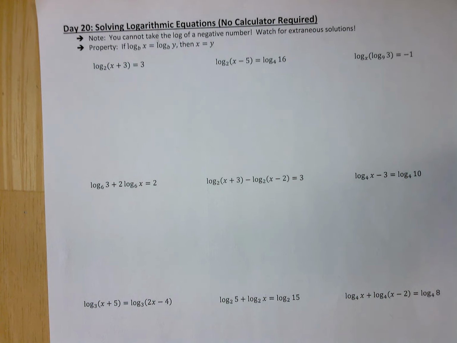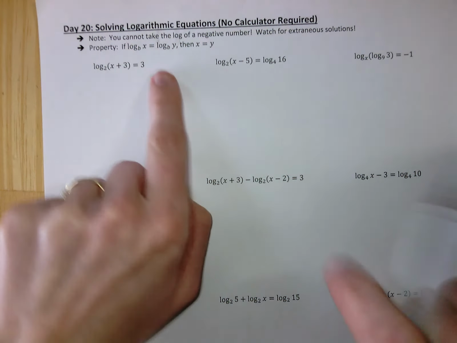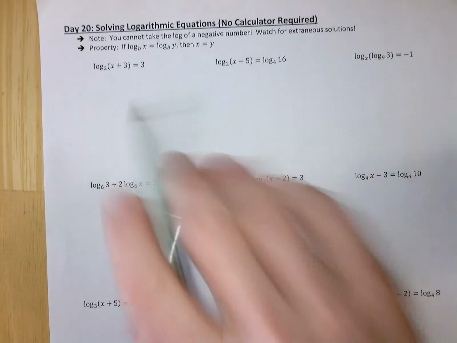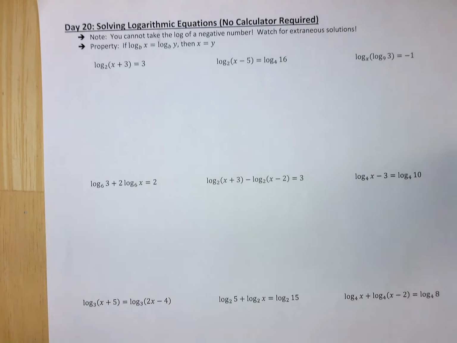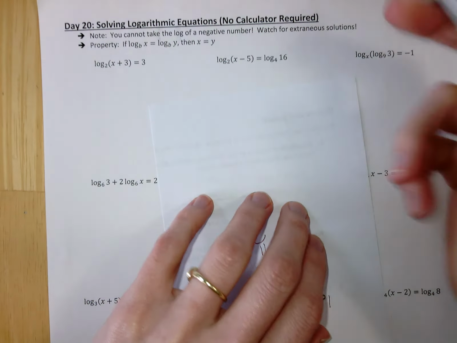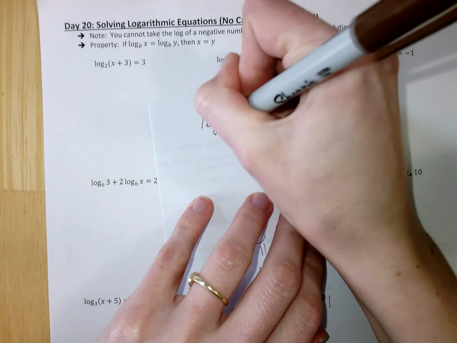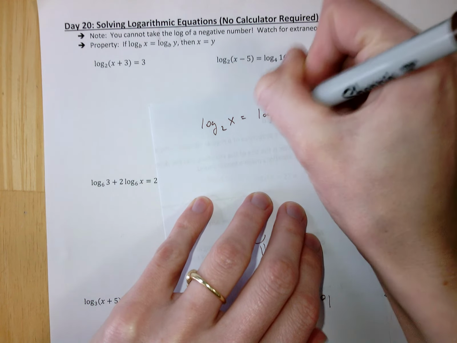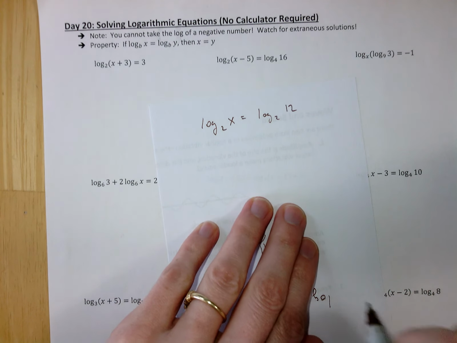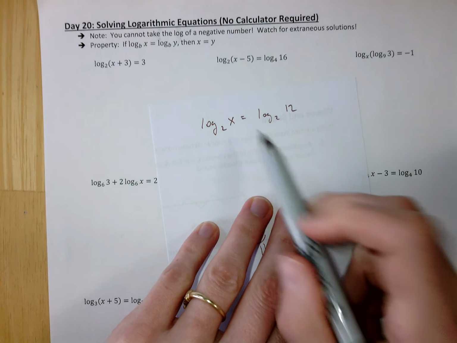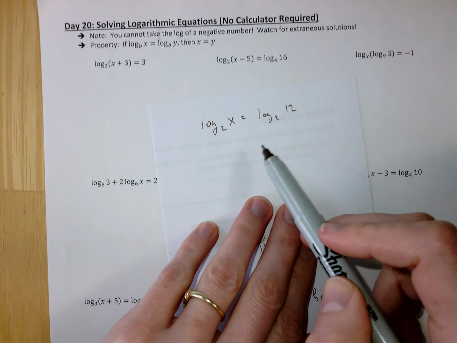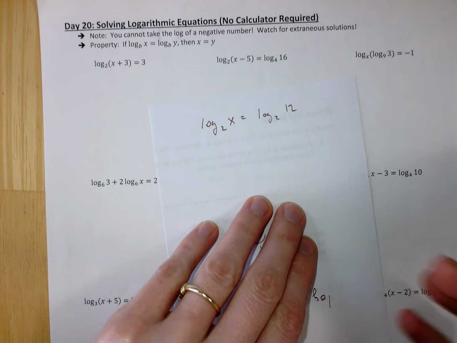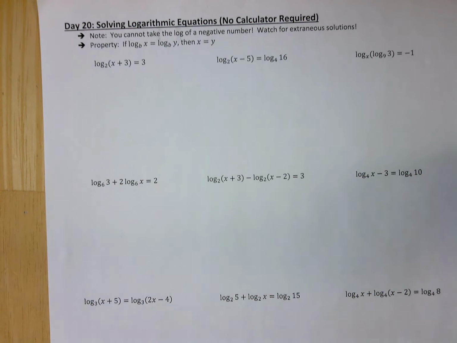Having that, here's the property we're going off of. If log base b of x equals log base b of y, then x has to equal y. And again, I find this kind of an obvious property, right? If I tell you that the log base 2 of x is equal to the log base 2 of 12, and I ask you what x is, isn't it obviously 12? You have to put a 12 there to make it equal log base 2 of 12. So that's the only property that we're looking at here.